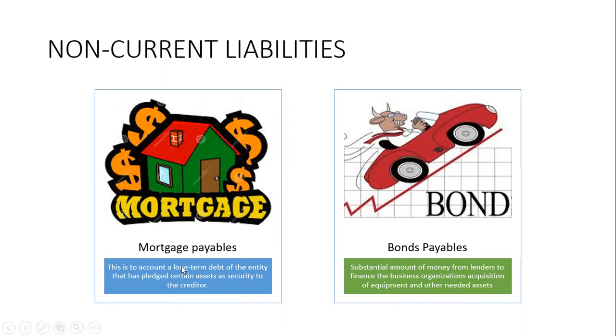So pag sinabi natin mortgage payable, this is an account, a long-term debt of an entity that has a security or pledge na particular asset, so as a security to the creditor. So example of this one, pag nangutang ka and then merong collateral. Collateral, it may be the land title o yung mga ownership ng sasakyan or other ownership ng equipment. So as long as meron siyang collateral, which is more than 1 year siya, it is considered as mortgage payable.